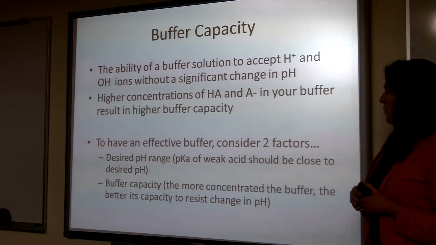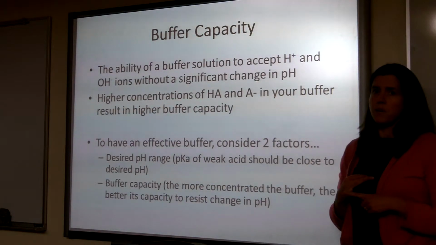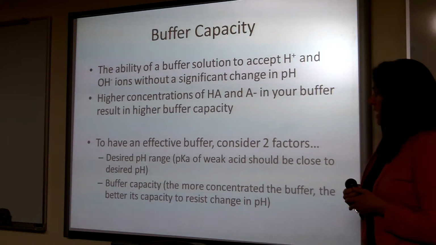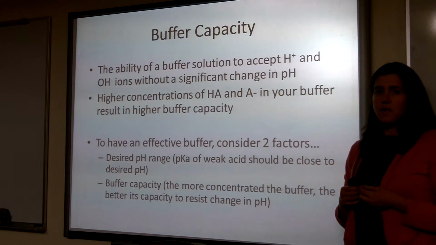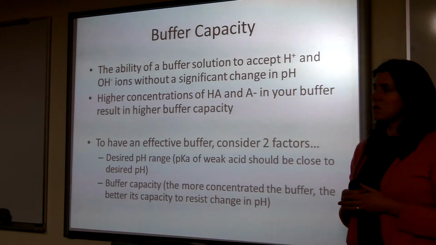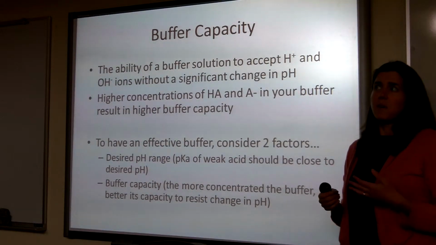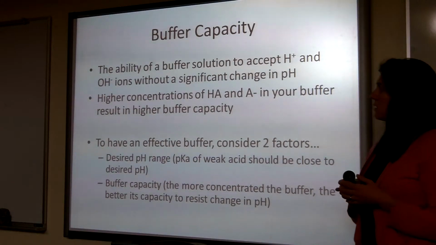So to make an effective buffer, there's two things you want to think about. The desired pH range, so the pKa of the weak acid component of your buffer should be similar to the pH you're aiming for, and the buffer capacity. So the more concentrated your buffer components are, the greater your buffer capacity will be. So a solution with 1 molar weak acid and conjugate base will have a greater buffer capacity than something with 0.1 molar weak acid and conjugate base.